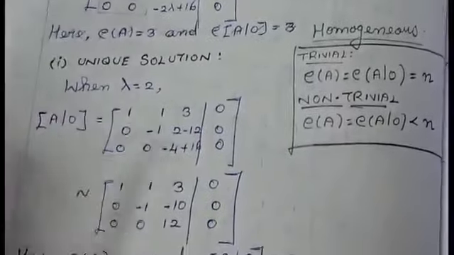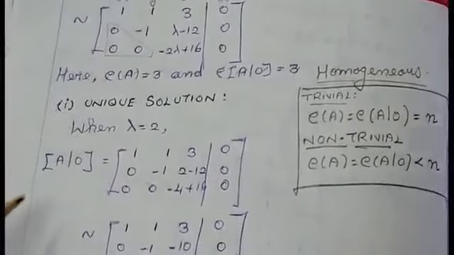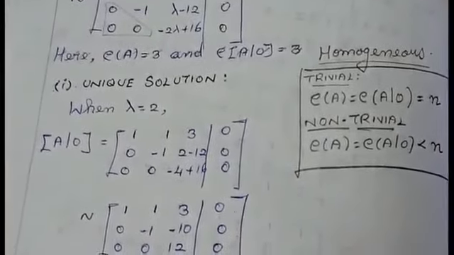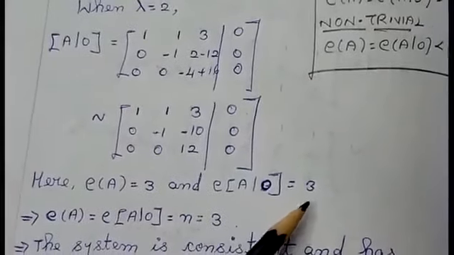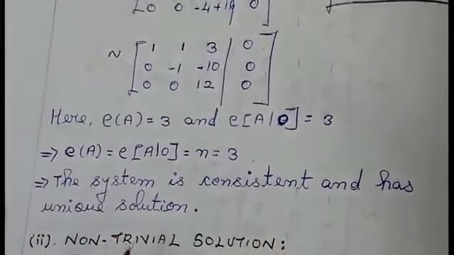Unique solution, in place of lambda, I am going to give the value as 2, and if you see both the ranks, that is rank of A and rank of augmented matrix, both are the same, that is 3. So the system is consistent and has a unique solution.